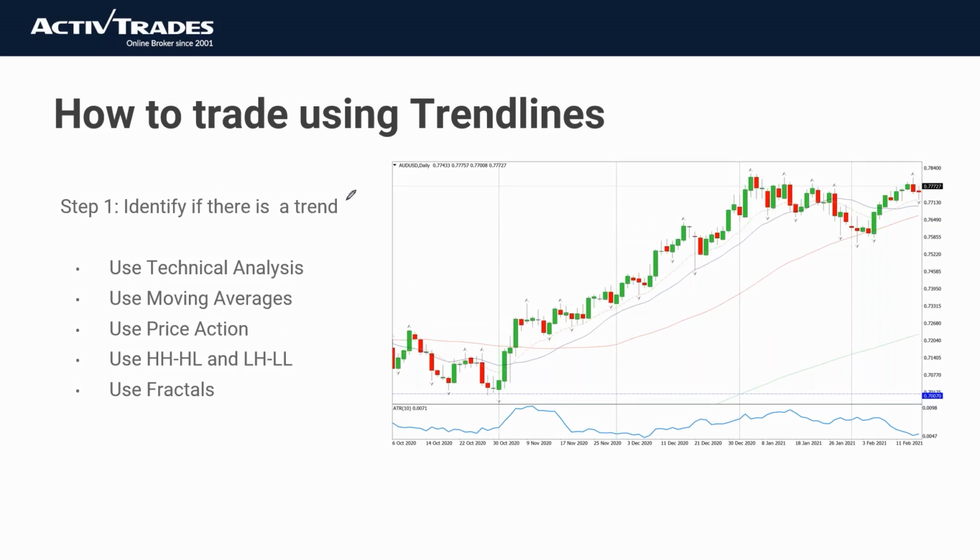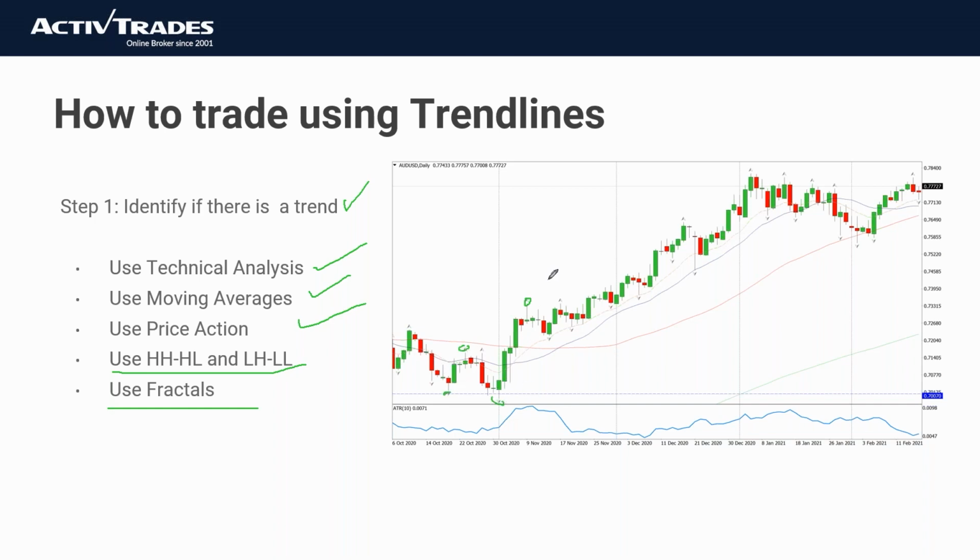One of the ways we can utilize trend lines is firstly to identify if there is a trend, and how can we do that? Well, we can use technical analysis, moving averages, price action, Dow theory, higher highs, higher lows, lower highs, lower lows. We can also use fractals, which, if you don't know, are these small little triangles you might be able to see on your chart.